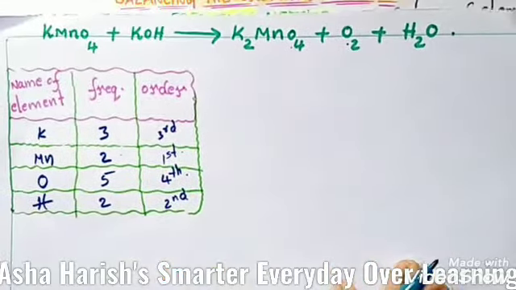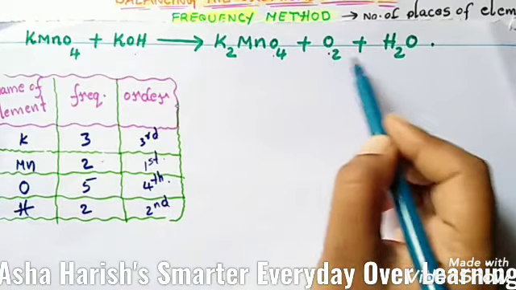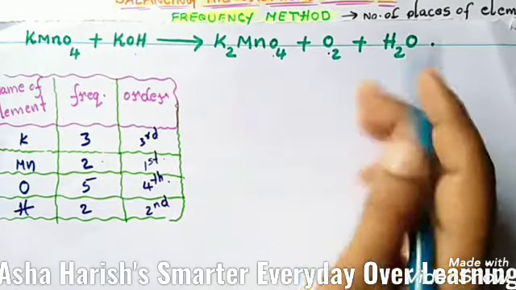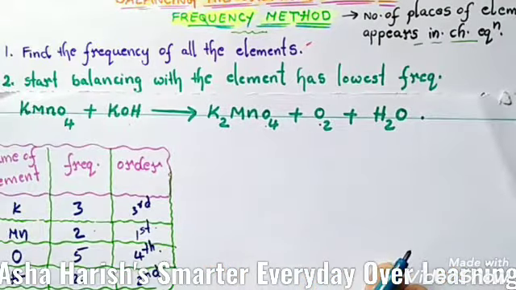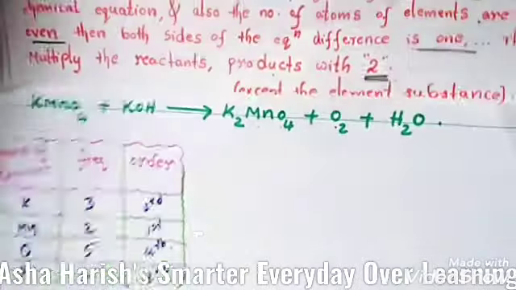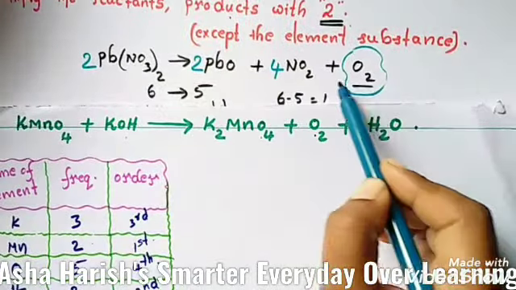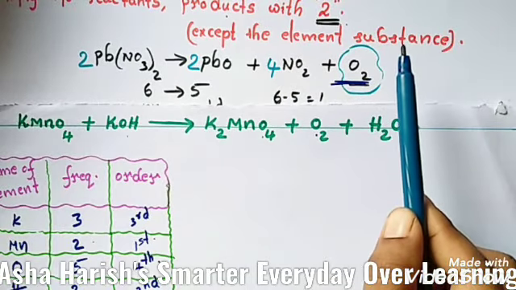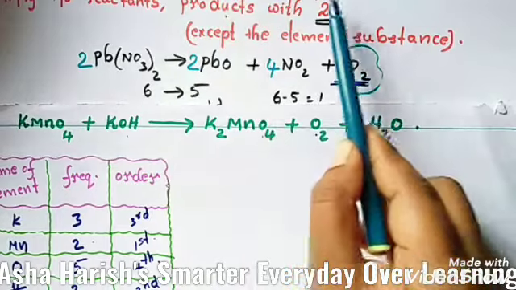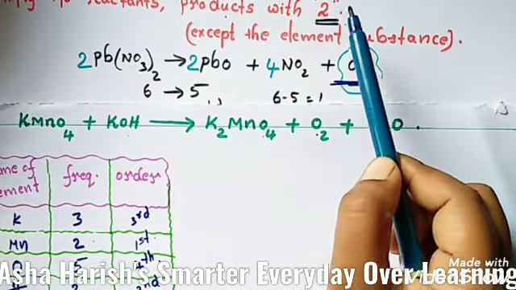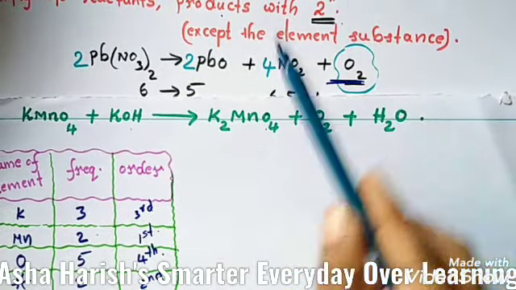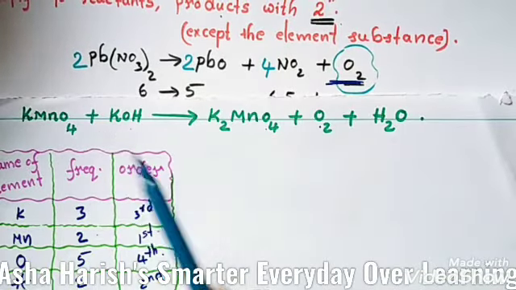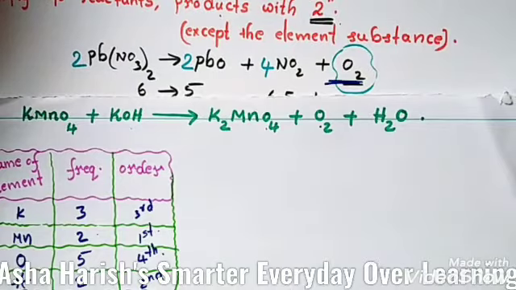Okay, now here O2 is there, so metallic, this is in elementary form. So according to rule 5, with the presence of O2, you have to take the difference between the reactant side and product side, but here there is no such presence of oxygen. Let's see how we can balance this equation.